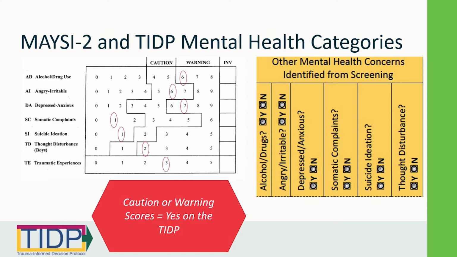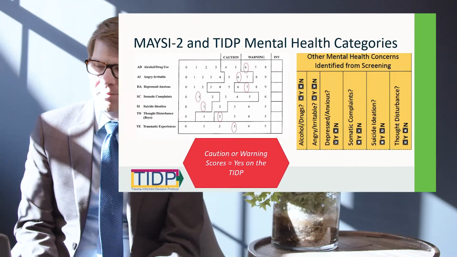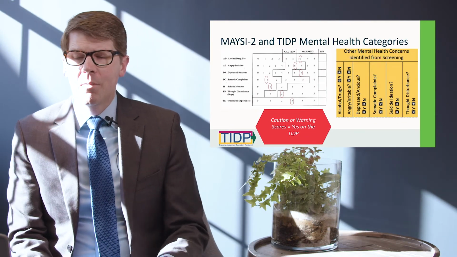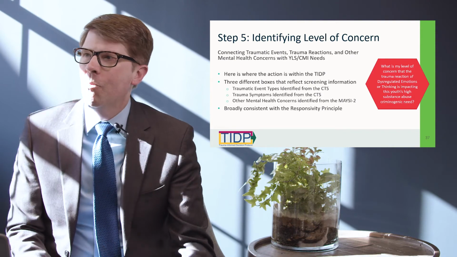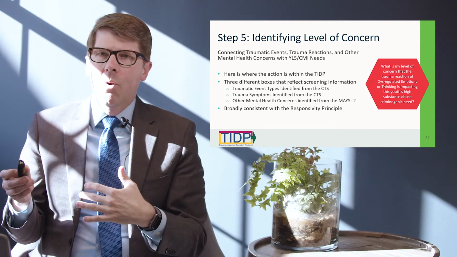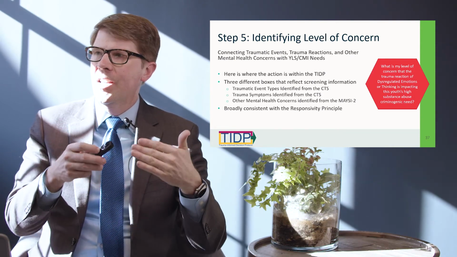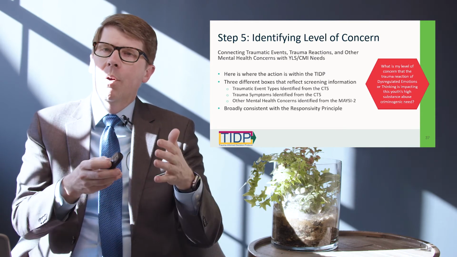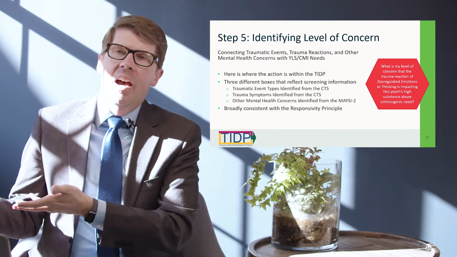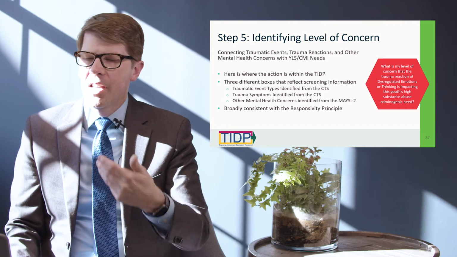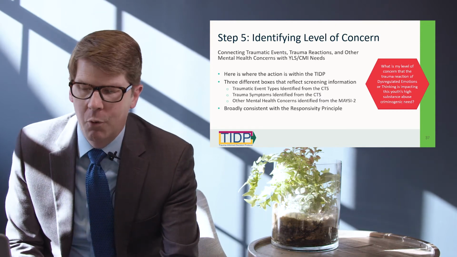We're going to click the yes. We got concerns about anger and irritability based on that caution score. And yes to depressed, anxious, and also to thought disturbance as well, as both of those were warning scores. So that gets us up to step number 5. Essentially what we've been doing through steps 1 through 4 is just organizing and transposing information from the YLS-CMI and the CTS and the MAYSI onto the TIDP form.